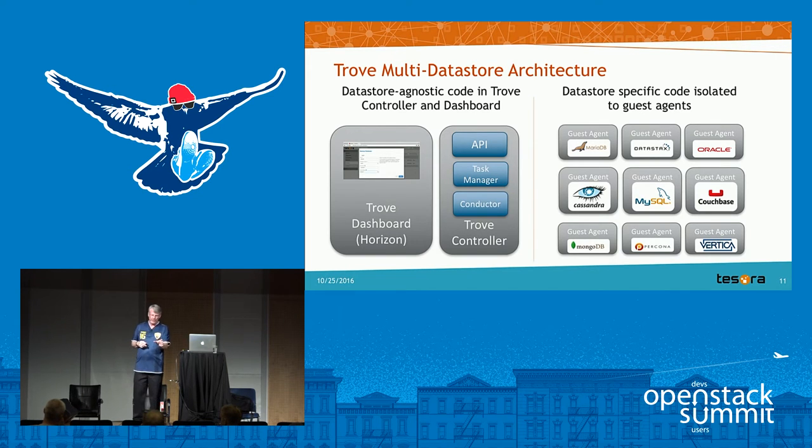On the left is the Horizon dashboard that comes with it. You'll see that in Santosh's demo. The Trove controller, the control plane, is those three services, and then there is data store specific code in the guests, but again, that's not exposed to the people using the system. That's under the covers. So when you say Trove backup create, the task manager ends up sending a message down to the guest to tell it to do a backup, and it knows how to do a backup in the appropriate way for, say, MySQL versus Postgres versus Cassandra.